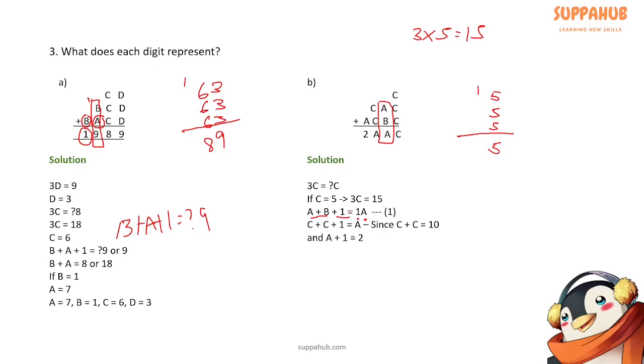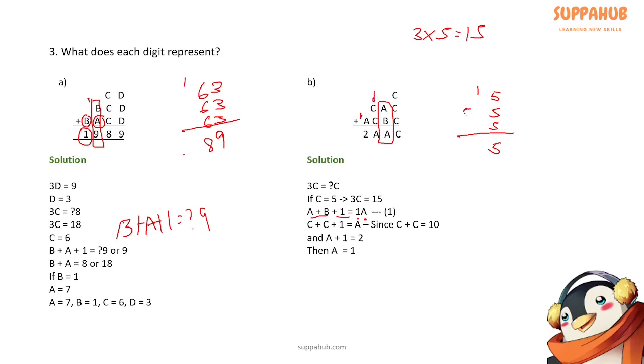A must be, so A plus 1, because the carry can only be 1, right? So A has to be 1, because you know there's a carry here. Here doesn't mean there's a carry, because C, you know C is 5.